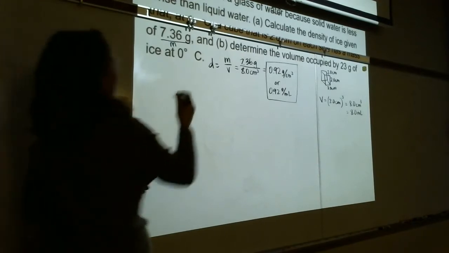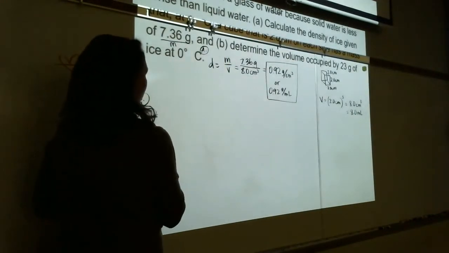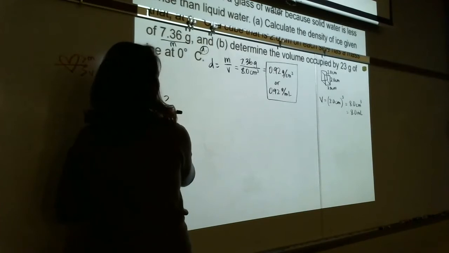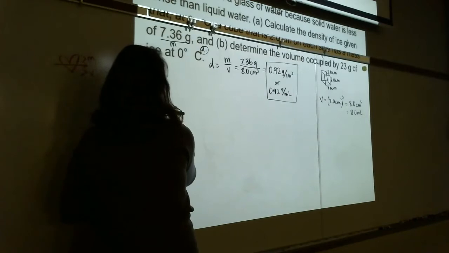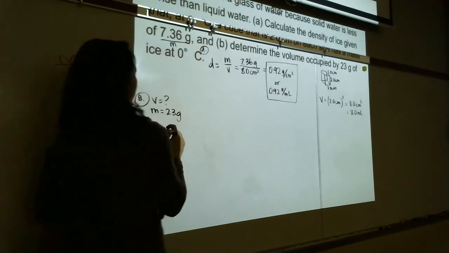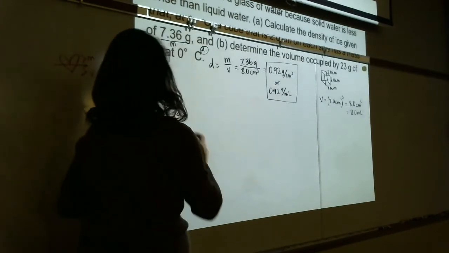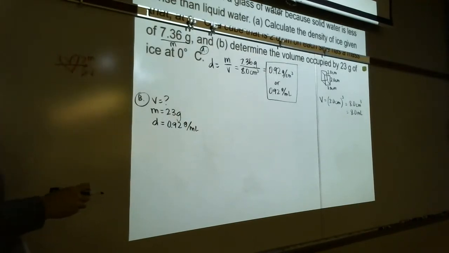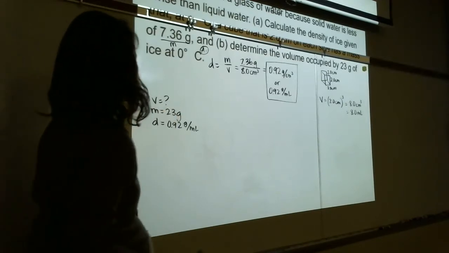Okay, let's do B. So that was A. B, determine the volume, so volume is what I'm looking for, occupied by 23 grams. So grams, is that mass, density, what's that? That's mass. Of ice at 0 degrees Celsius. So we just calculated the density here, right? Let's just use grams per mil this time. So can I solve for volume? Is that something I'm able to do? Yeah, just plug into the density equation, right?